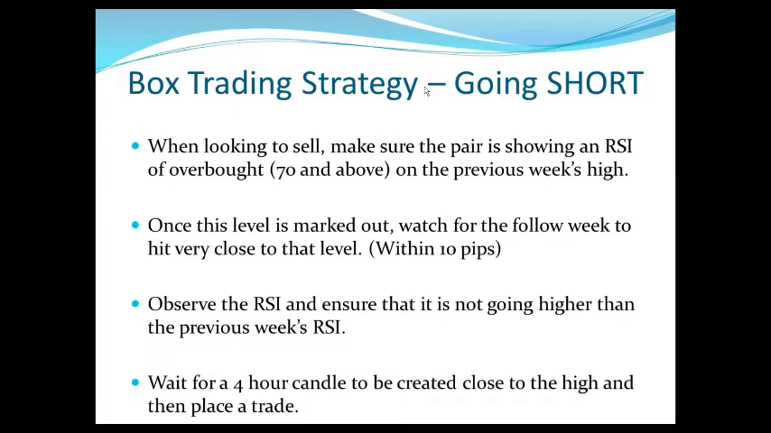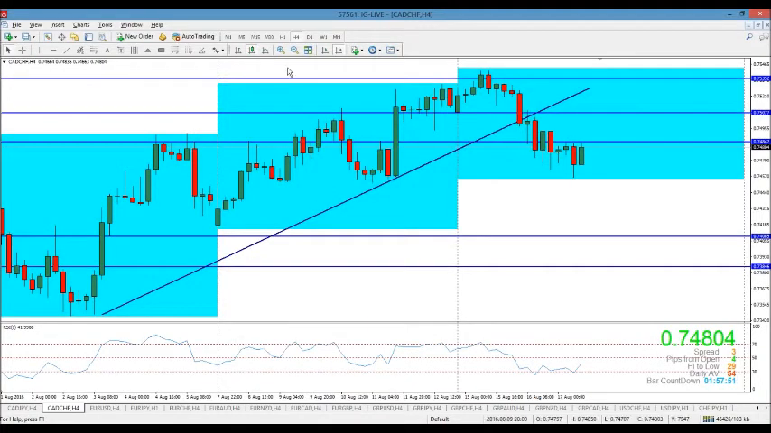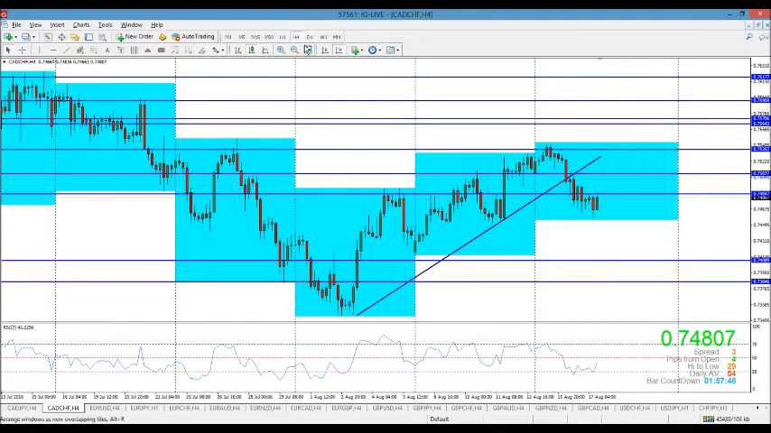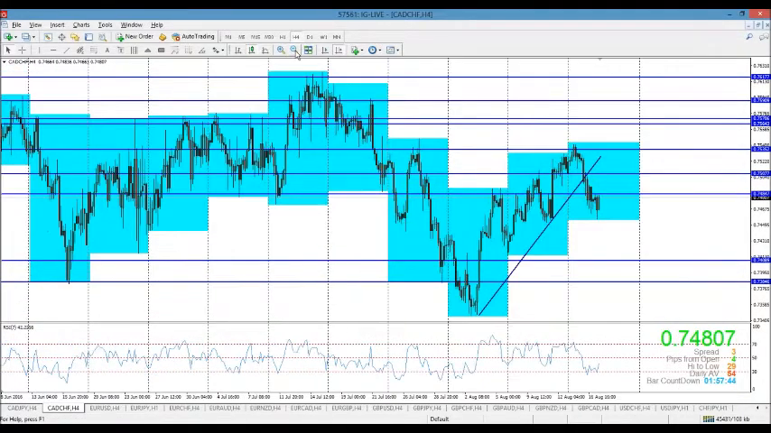So the box strategy involves you drawing boxes around weekly highs and weekly lows. If you look at my screen, I've been quite diligent in marking out what was the previous week's high and the previous week's low. Now, how do you do this?